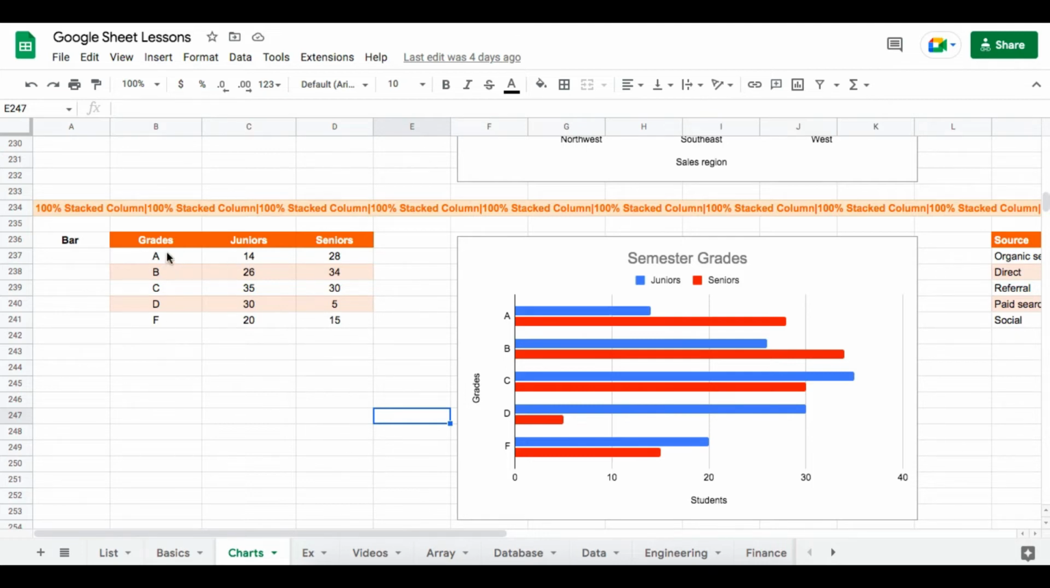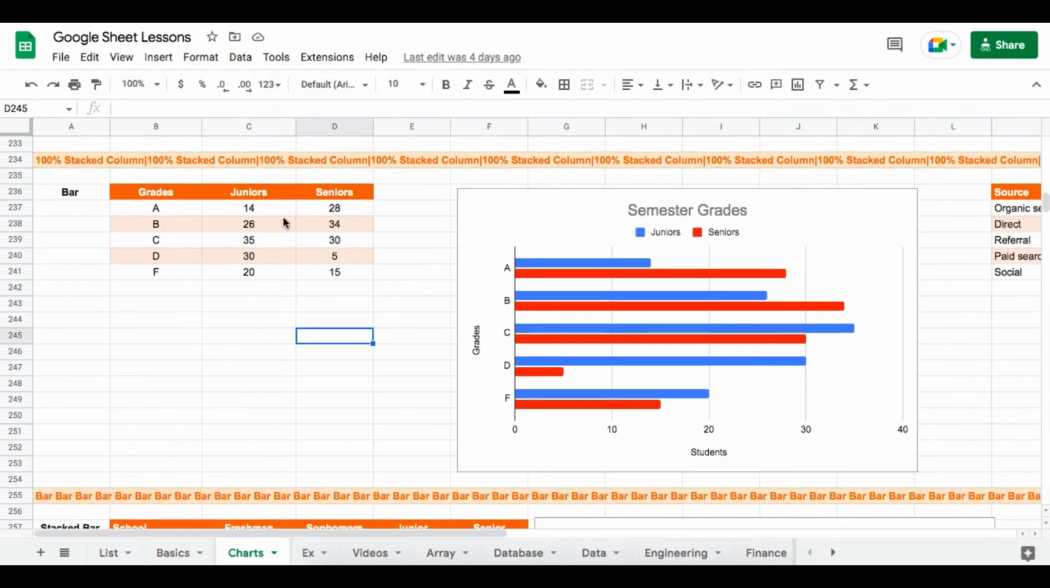So in here we have different grades, the junior and senior students in a school for the semester. So you can see that the senior student, most of them got a B, while the junior student, most of them got a C.